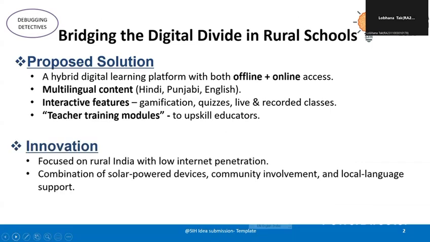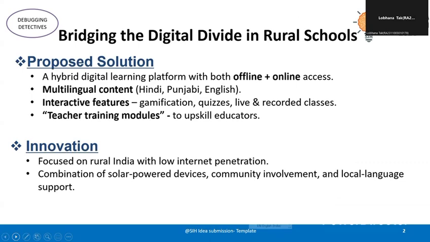In rural schools, education faces several barriers that create a clear digital divide. Most villages either have very poor or no internet connectivity, which makes it difficult for students to access online learning resources, even when smartphones or computers are available. The majority of the content is in English, which rural school students find difficult to understand as they are more comfortable in Hindi or Punjabi.